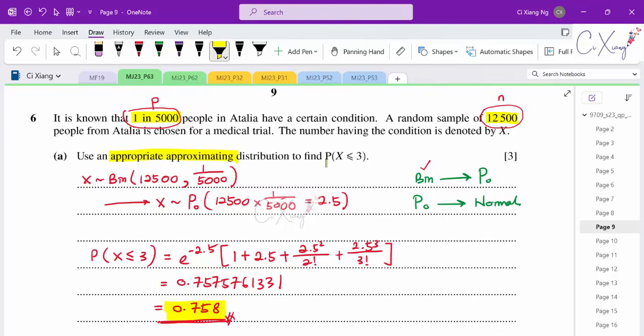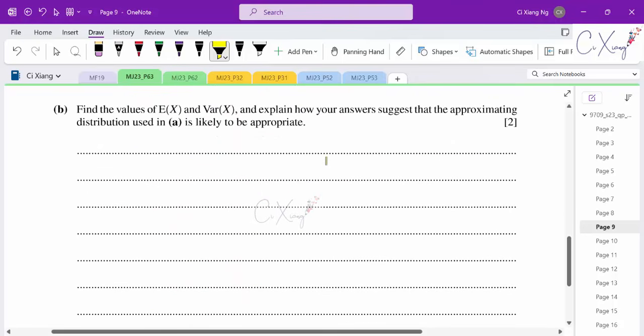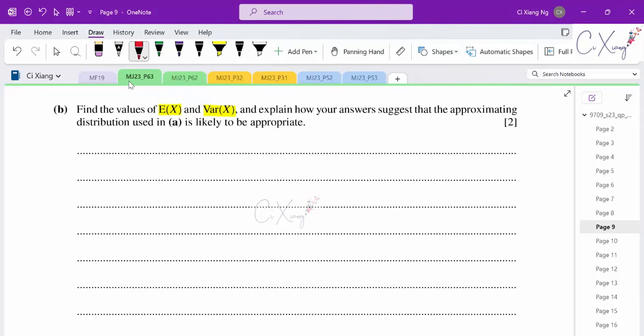Then let's proceed to part B. Okay, so for part B, they want you to find the value of E(X), the expected value of X, and also the variance of X. Explain how your answer suggests that the approximating distribution used in part A is likely to be appropriate. So we may straight away find the mean and also the variance first. The mean is actually the lambda that we got just now, which is 12500 multiplied by 1 divided by 5,000, and you get 2.5.